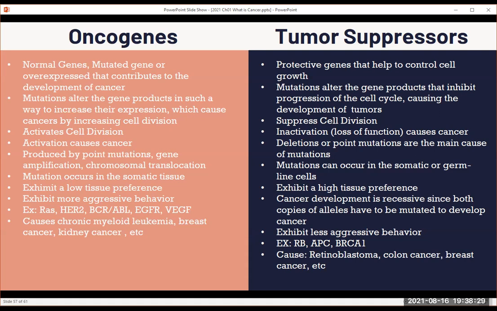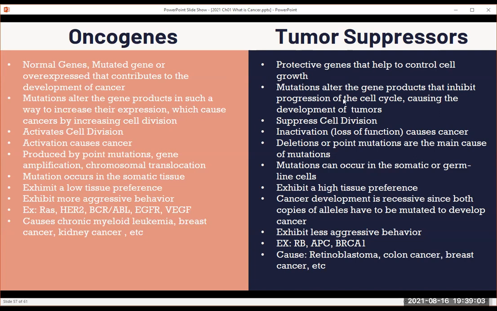Some examples of oncogenes include RAS, HER2, BCR-ABL, EGFR, and VEGF. Some examples of the cancers that arise from this would be chronic myeloid leukemia, CML, breast cancer, or kidney cancer. And tumor suppressors are another class of genes. Again, they're normal genes within the body, right? And their job in the body is to protect against uncontrolled cell growth.